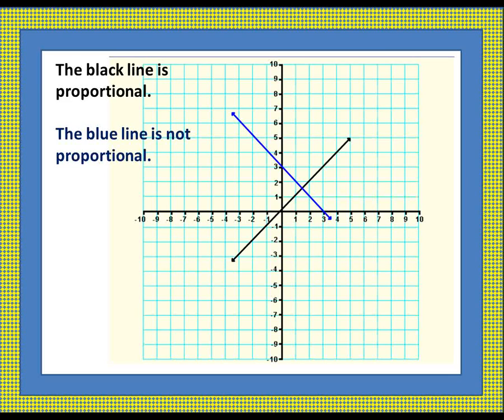The black line is proportional. The blue line is not proportional. I'm telling you that right now. Black line is proportional. Blue line is not. Now we're at the guided notes part. What can you tell me about these two lines? How are they alike? How are they not alike? Other than one is blue, one is black.